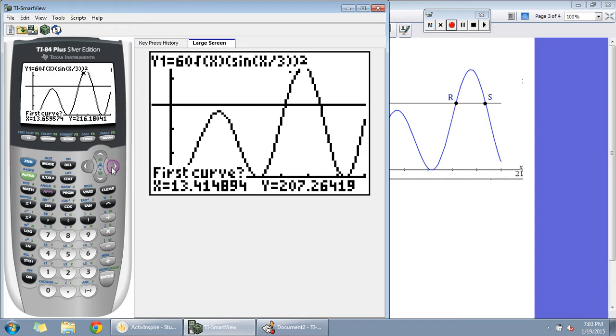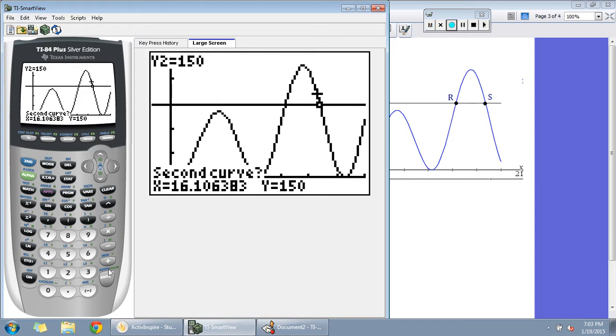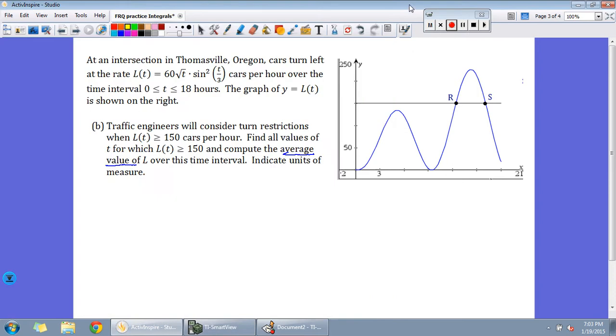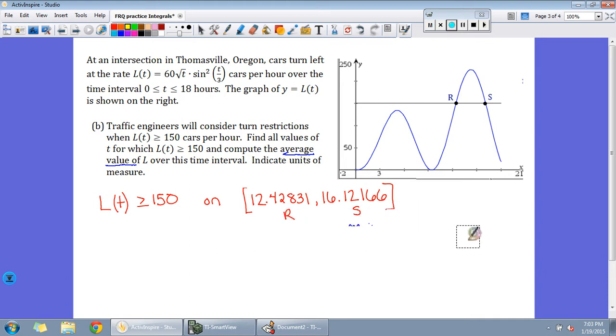And then for our second point of intersection, get a little closer. Here we go. And our second point is 16.12166. So L of t is greater than or equal to 150 on the interval from 12.42831 to 16.12166. I'm going to call this R and this S. You get 1 point for having the correct time interval when the function is greater than or equal to 150.